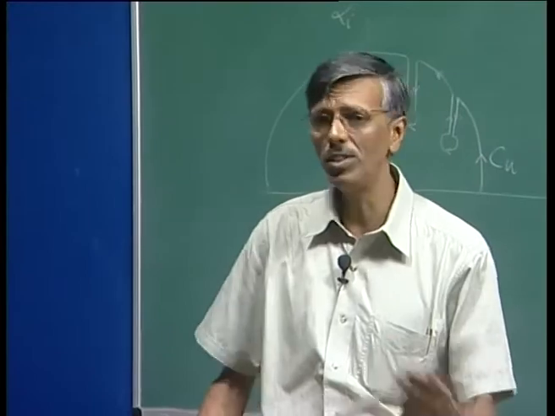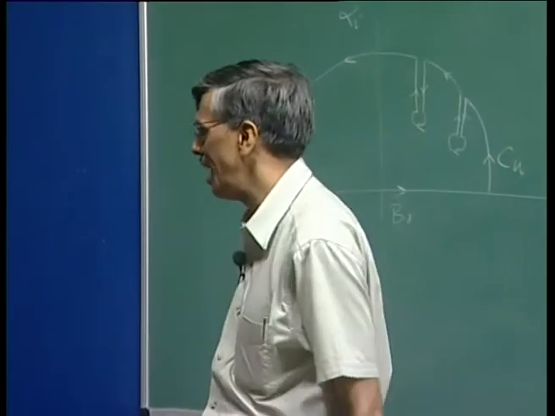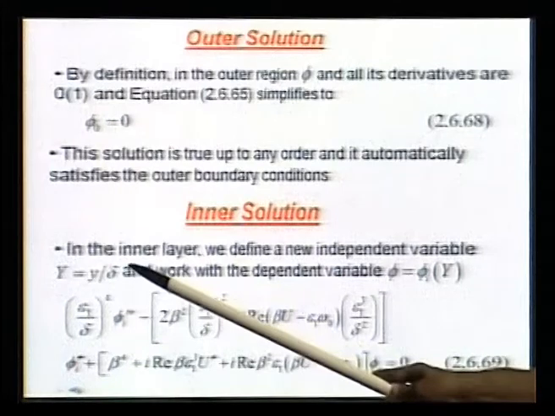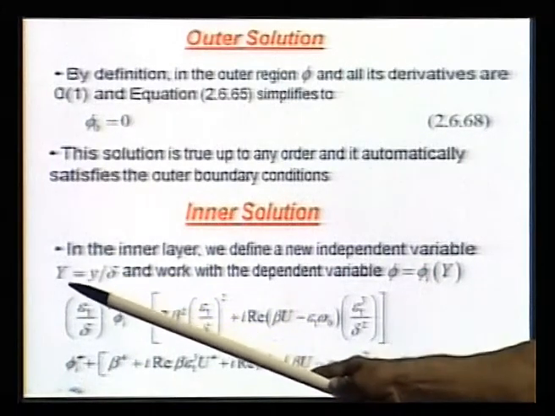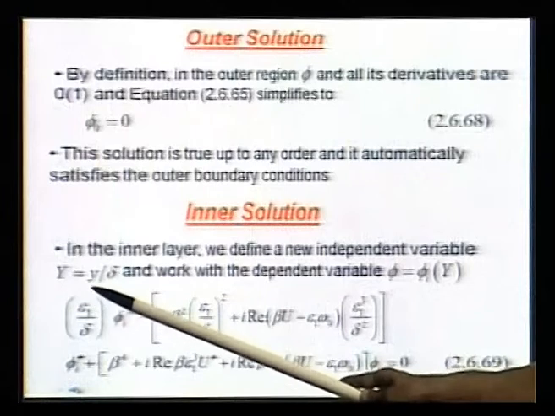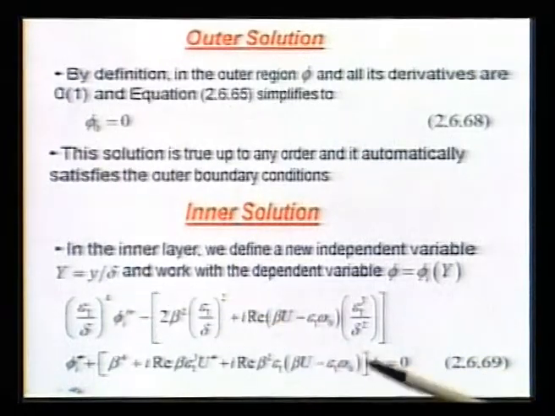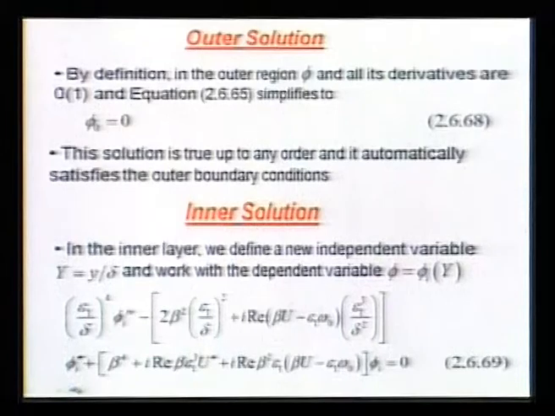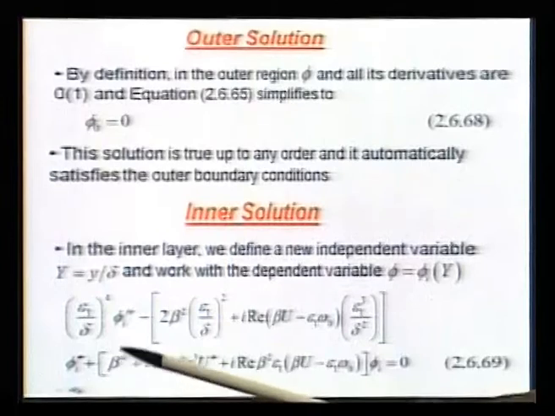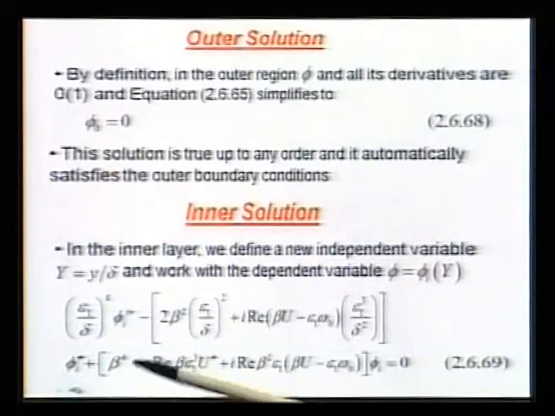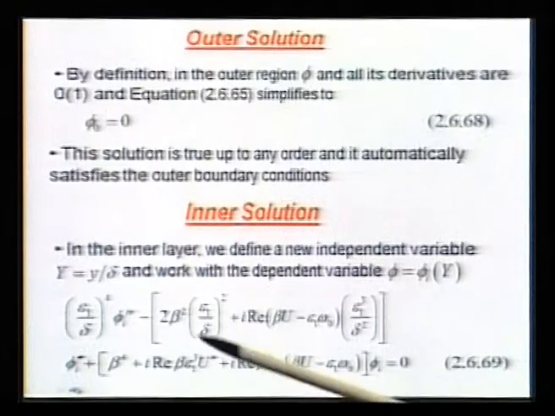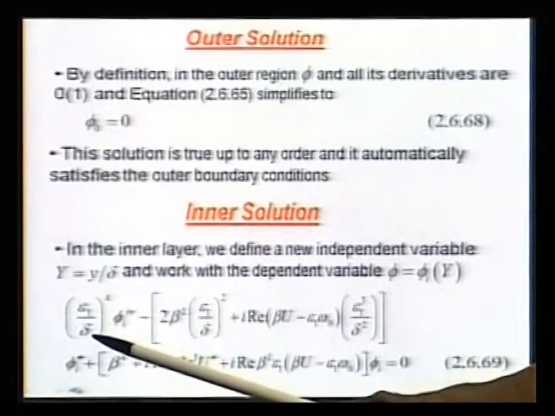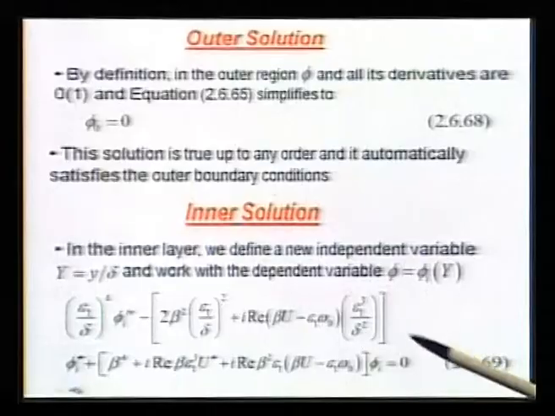To explore what this inner solution is, you need to again stretch it, and that stretching is via the scale delta. So we call capital Y a new independent variable, that is y over delta. And then we discussed in the last class that if I now introduce the primes with respect to this capital Y, then automatically this 1 over delta and its various powers show up. A fourth derivative will bring us 1 over delta to the power 4, and that's what you are seeing.